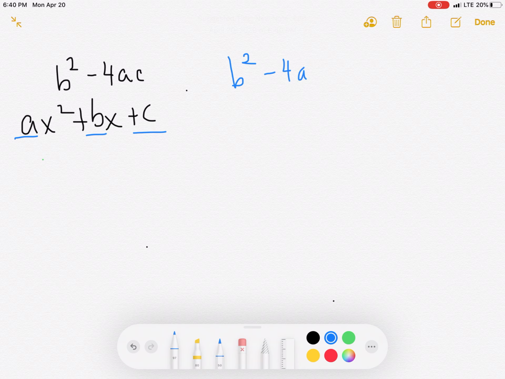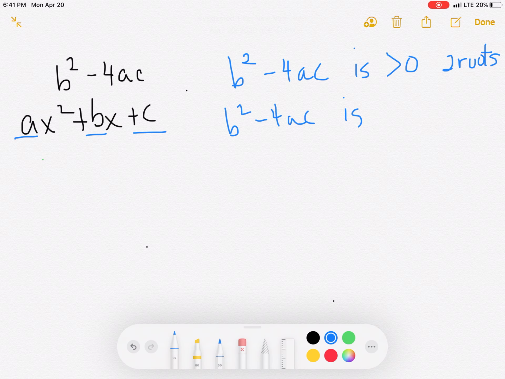And so if b squared minus 4 times a times c is greater than 0, so if I plug in these numbers and it comes out greater than 0, that means I'm going to have two what we call roots, or two spots where it crosses the x-axis. That's called the root. If b squared minus 4 times a times c is equal to 0, then we're going to have one root.